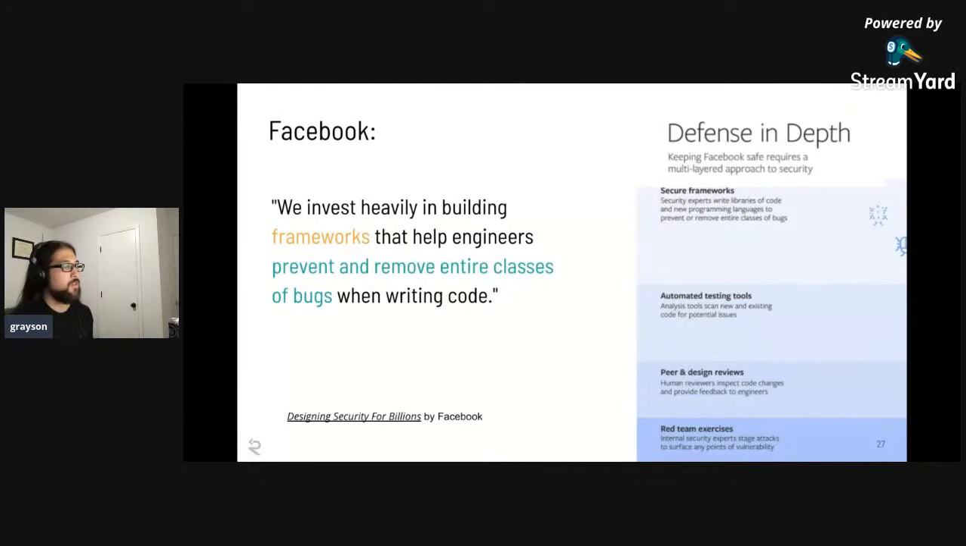Facebook does the same thing. Quote from them, we invest heavily in building frameworks that help engineers prevent and remove entire classes of bugs when writing code. You can see here, this little stack chart over here, that the biggest section that they focus on is secure frameworks.